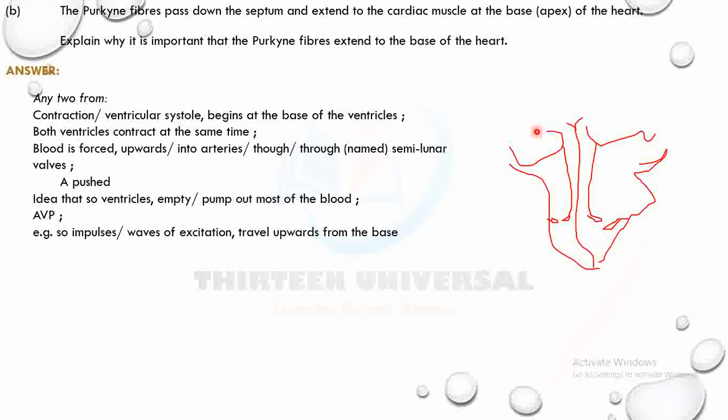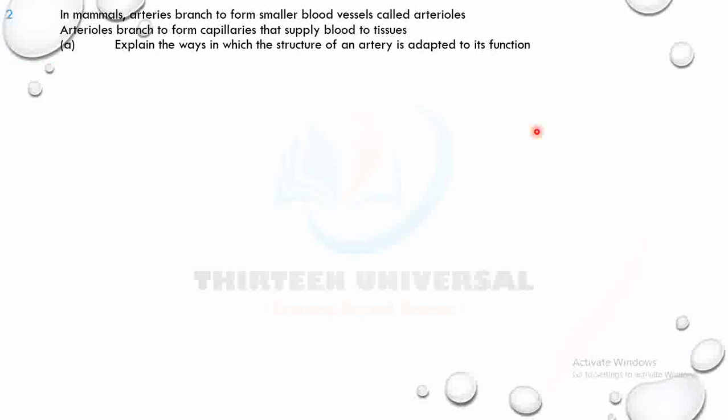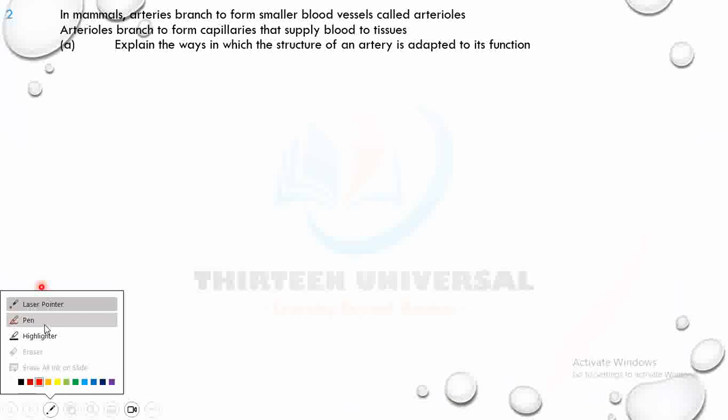All right, quickly. In mammals, arteries branch to form smaller blood vessels called arterioles. Arterioles branch to form capillaries that supply blood to tissues. Explain the ways in which the structure of an artery is adapted to its function. So, pause the video and try it. How is an artery adapted to its function?